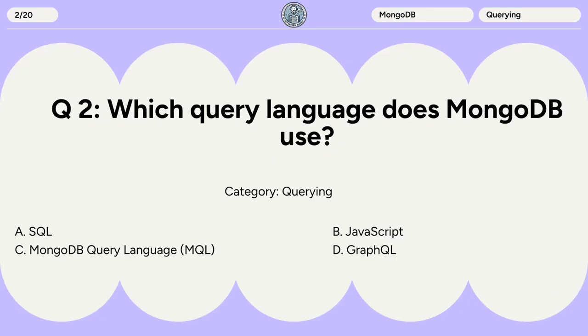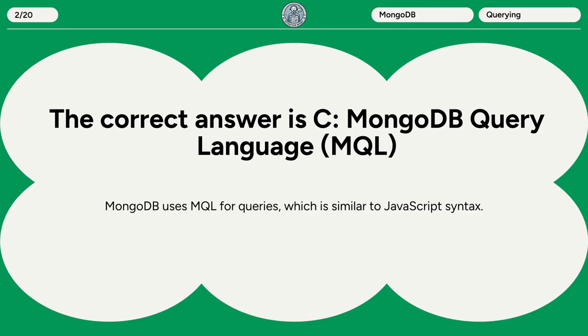Question 2. Which query language does MongoDB use? A. SQL. B. JavaScript. C. MongoDB Query Language, MQL. D. GraphQL. The correct answer is C. MongoDB Query Language, MQL. MongoDB uses MQL for queries, which is similar to JavaScript syntax.